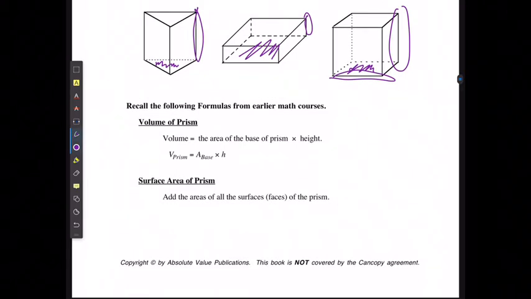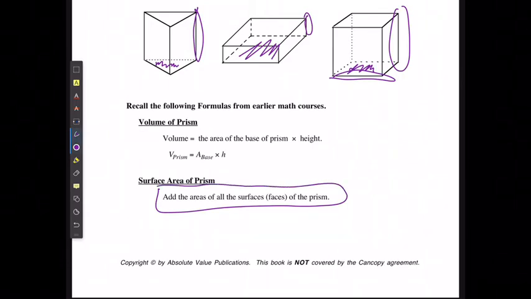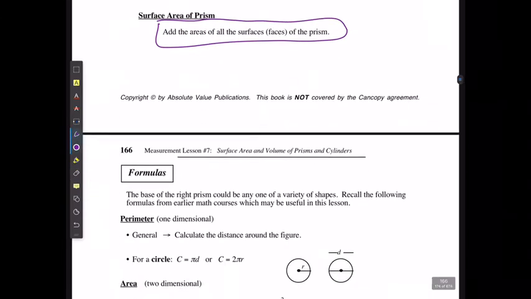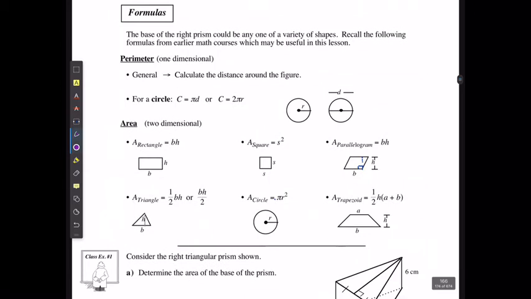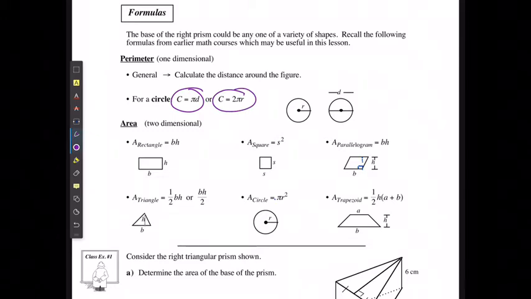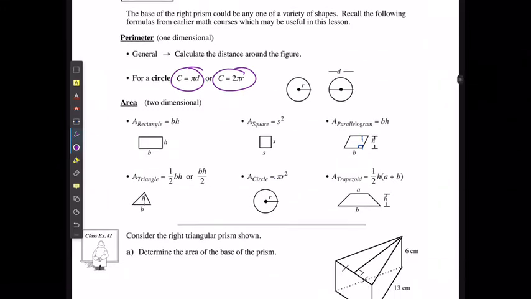The surface area, which is what people struggle with a little bit more, is figuring out all of the different faces on the prisms and then adding up the area of all of those. There are some formulas which you should know, but they are at the back of your book if you need to reference them. For example, for a circle, if I'm looking for the circumference, I can get it by pi times the diameter, or 2 pi r.